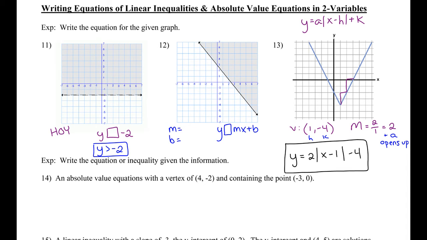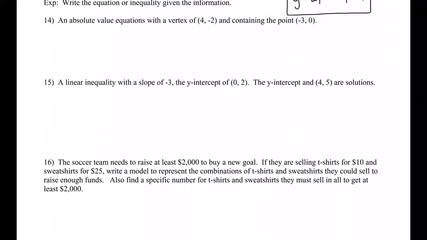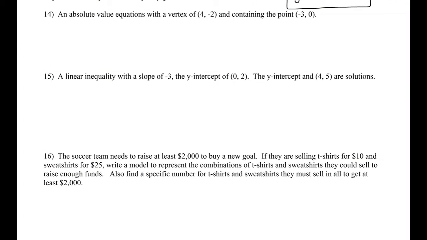Next, we're going to look at writing an equation or inequality given a set of information instead of a graph. So we're going to look at example 14. Note that I'm still going to be using the same formula. And it says that we're going to write an equation with a vertex of 4, -2, and it contains the point -3, 0. So I don't know my a value, but I know h, k, x, and y. So I can plug all of those into the equation and solve for a, similarly to how we solve for the b value in our slope-intercept equations.